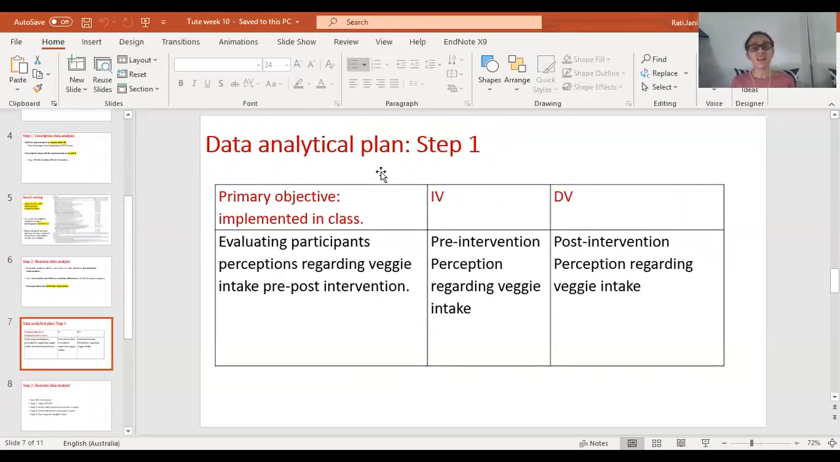So now guys, this is your brief analytical plan. All right, remember for all of you, your pre-intervention data is your IV, which over here I have said is perception regarding veggie intake, but for you it could be anything, knowledge and awareness for fruit and vegetable or whatever it is, okay? So pre-intervention is your IV, post-intervention, change in knowledge, is your DV. Okay, so that is standard for all of you in the class.